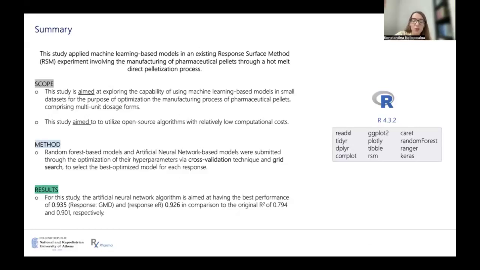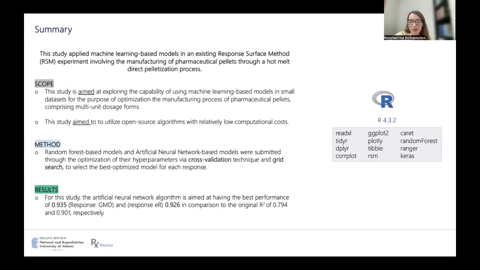To quickly provide you with an overview, this study applied machine learning-based models to an existing response surface method experiment involving the manufacturing of pharmaceutical pellets, while exploring the capability of using machine learning-based models on small datasets. The developed models underwent optimization of their hyperparameters via cross-validation and grid search to select the best optimized model for each response.